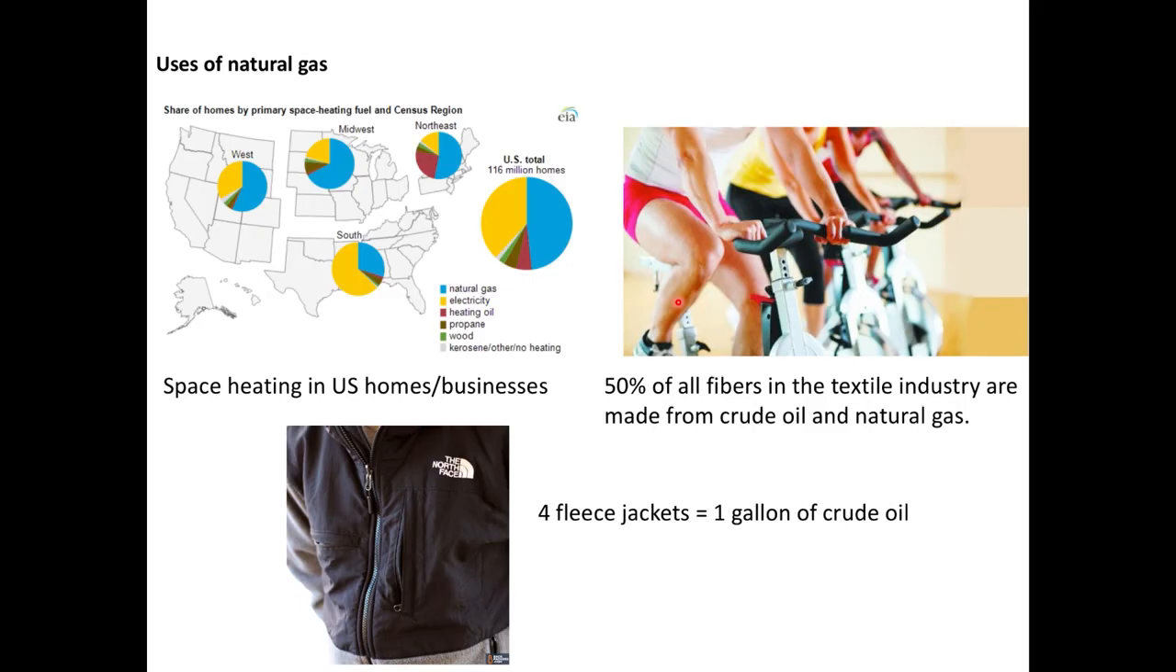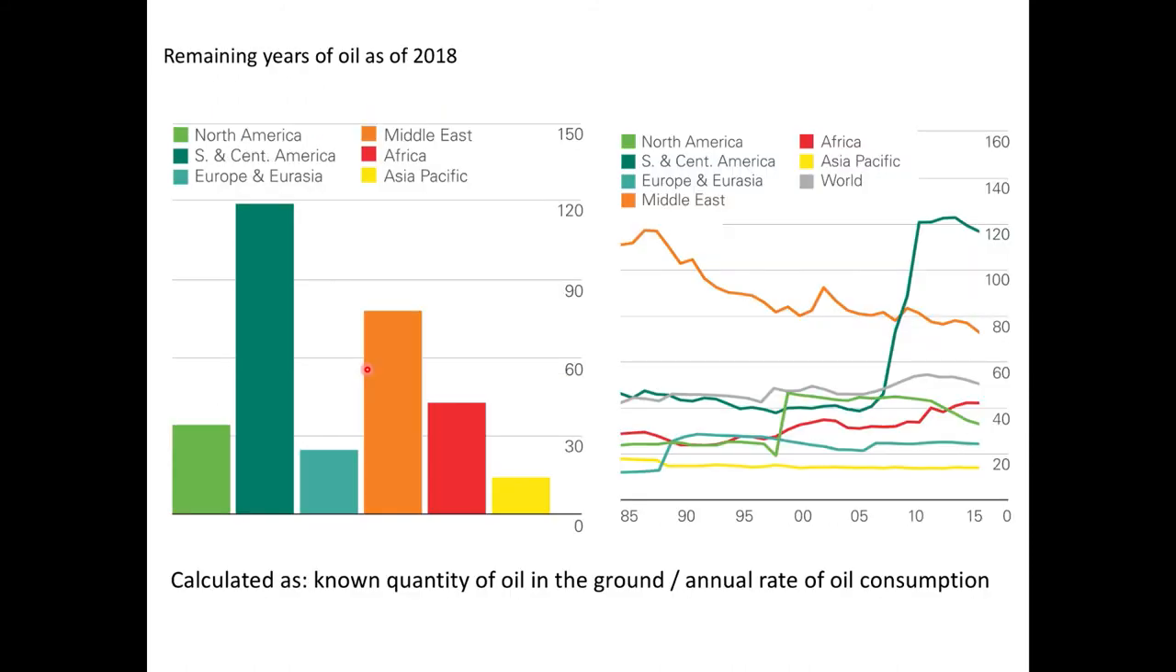So again, here's natural gas. If you've got a fleece jacket, right? A fleece jacket takes a gallon of crude oil to make. Natural gas is used to make a lot of textiles, so a lot of what you might think of as spandex. It's also used for space heating. So just different uses.